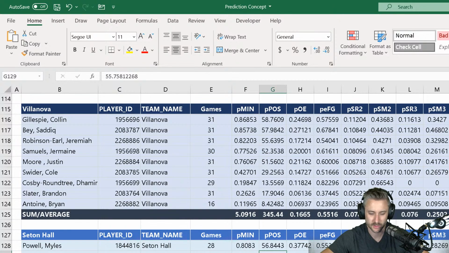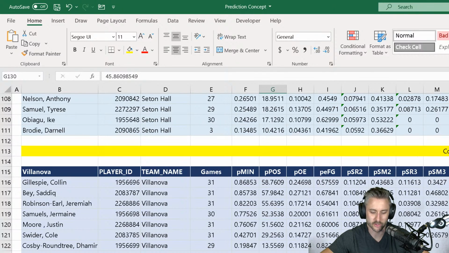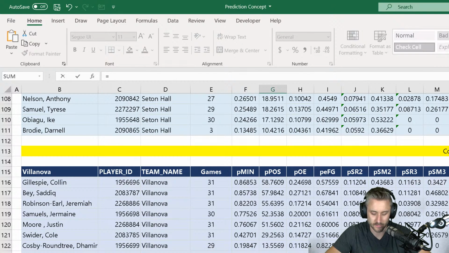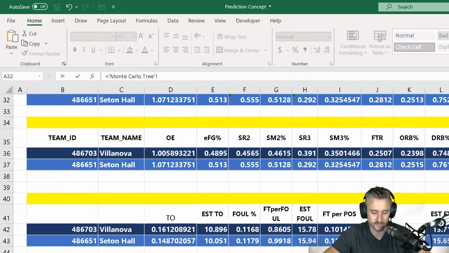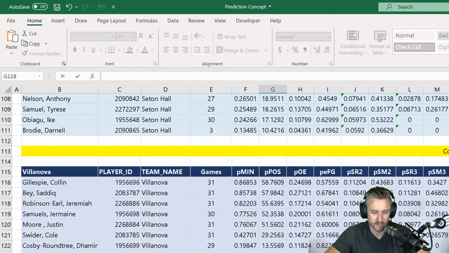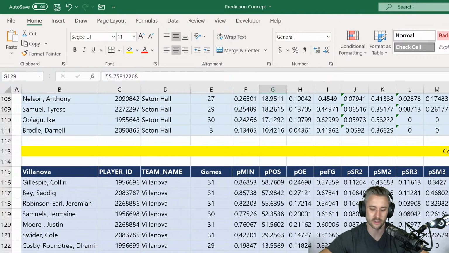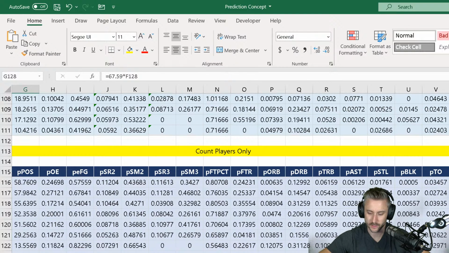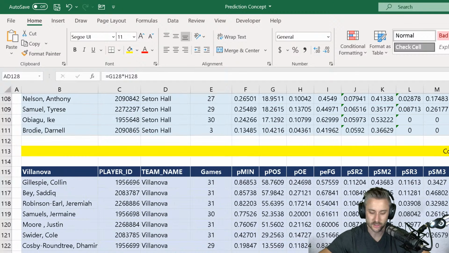Wait, that's not it. Never mind. This number right here can be equals, what was it, 56.9 or 67.59, equals 67.59 times F128. So Miles Powell expected 54 point whatever possessions in the game. And then there we go. That looks more like it. So that equals 78. Still a little bit too high, but you get the idea.